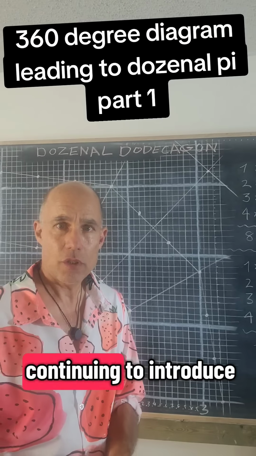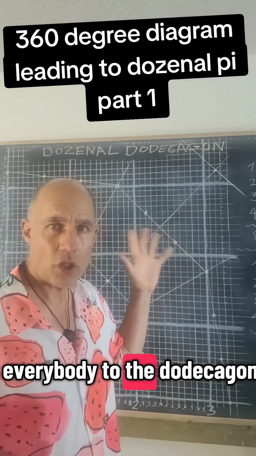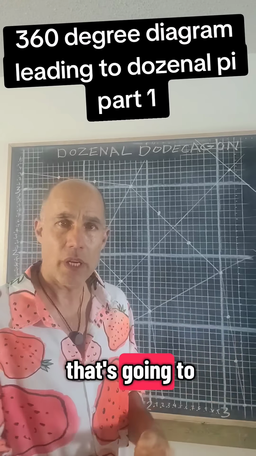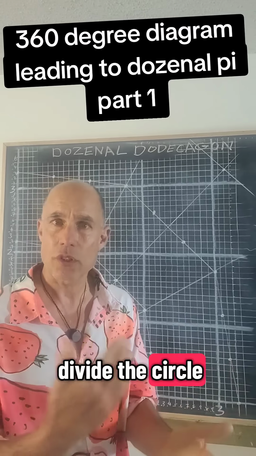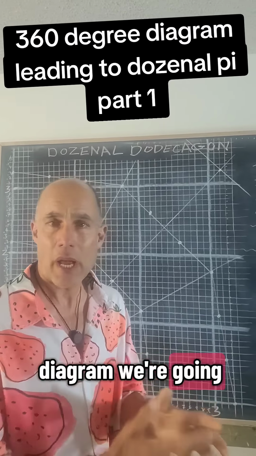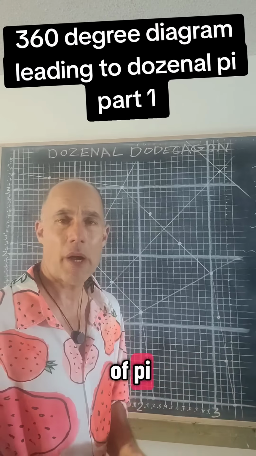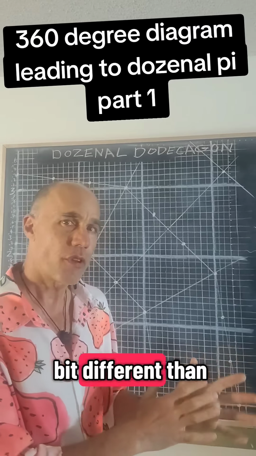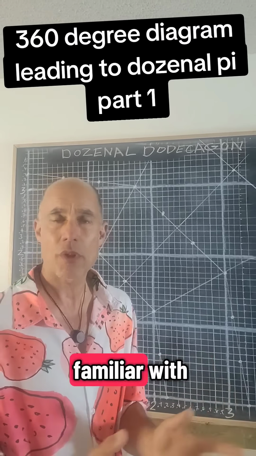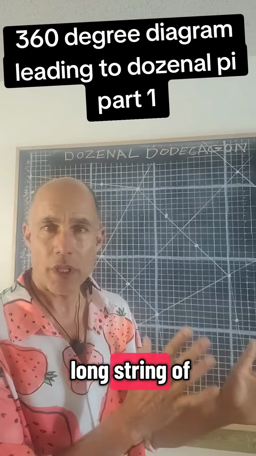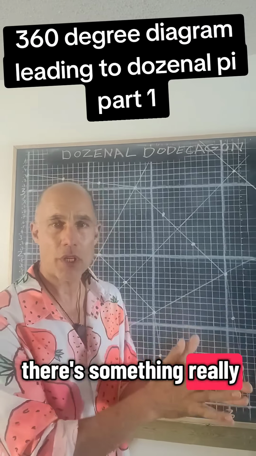Okay, so I'm continuing to introduce everybody to the Dawsonal dodecagon, and this is the geometric pattern that's going to enable us to divide the circle into 360 degrees. And from that diagram, we're going to access the base 12 version of pi, or the Dawsonal version of pi, or just Dawsonal pi, which is a bit different than the base 10 version that we're familiar with. And I don't mean just in a rearrangement of a long string of patternless numbers. There's something really interesting in there.